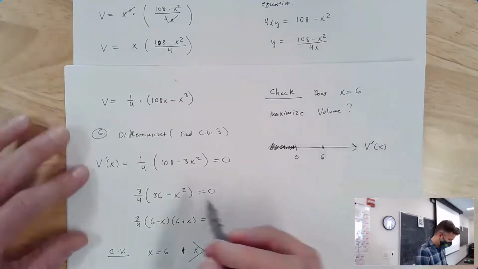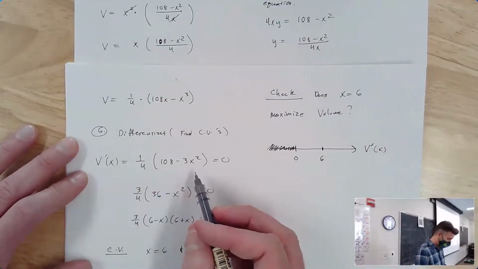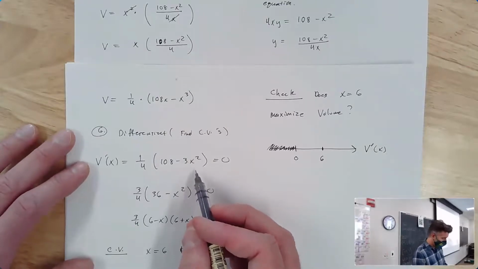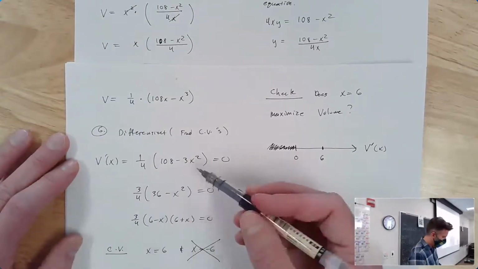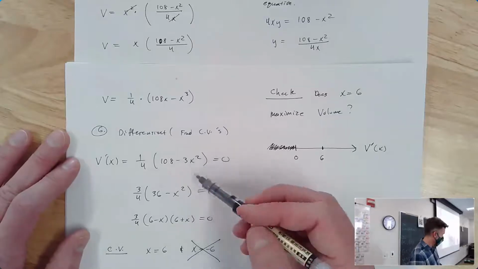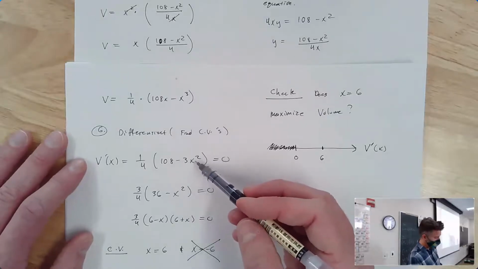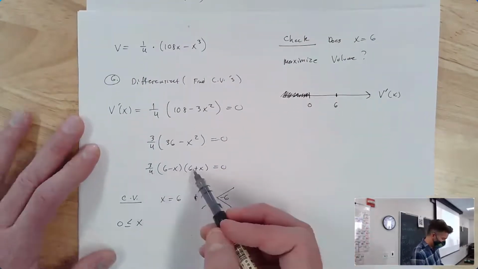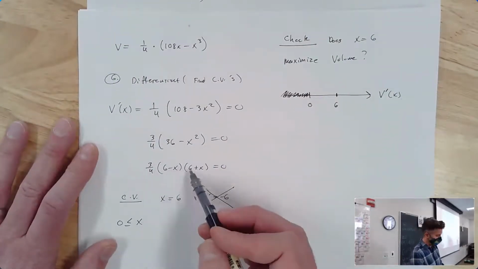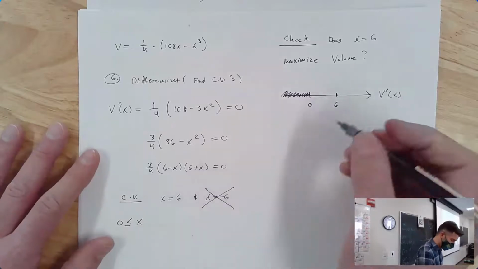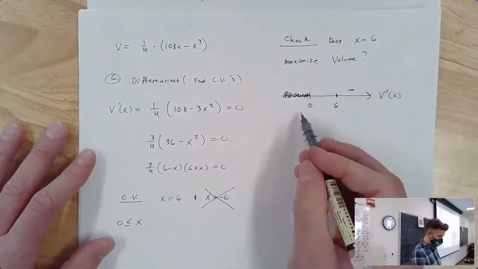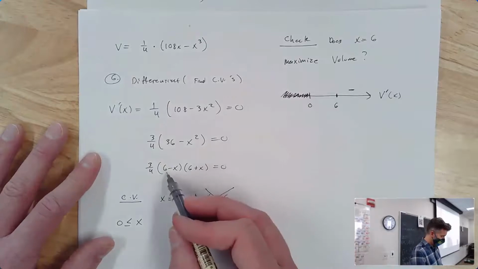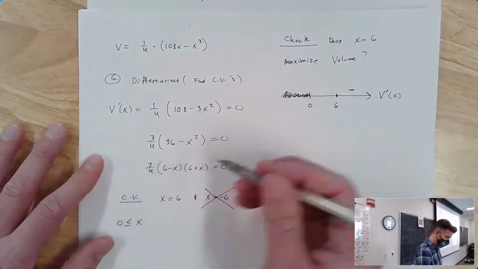Well, here's my derivative of volume. If I pick something larger than 6, like 10, I could plug it in here, and it's not too hard to see that it's negative. 10 squared is 100, 300, 108 minus 300 is negative. But it's much easier if you plug it in here. 6 minus 10 is negative, 6 plus 10 is positive. Oh yeah, it's a negative number. If there's something between 0 and 6, like 1, 6 minus 1 is positive, 6 plus 1 is positive. Oh yeah, the whole thing is positive.